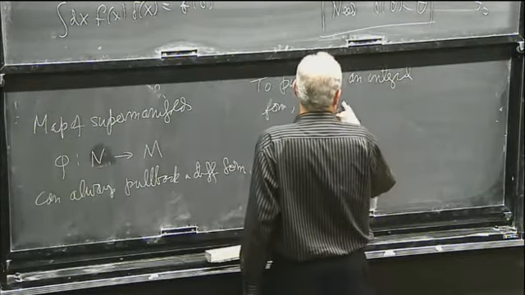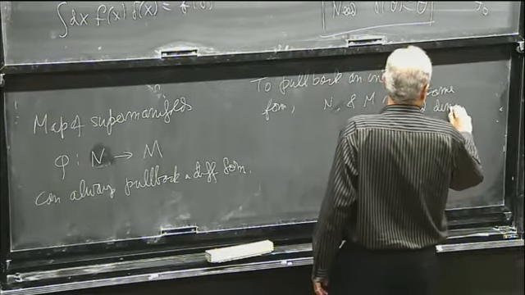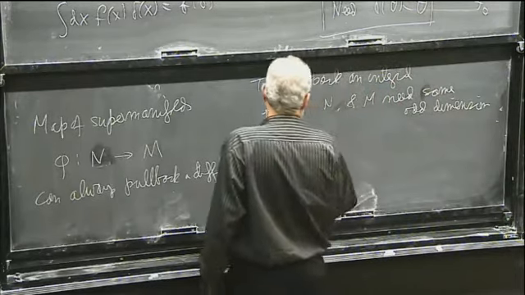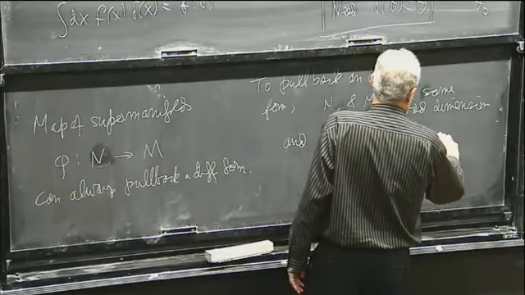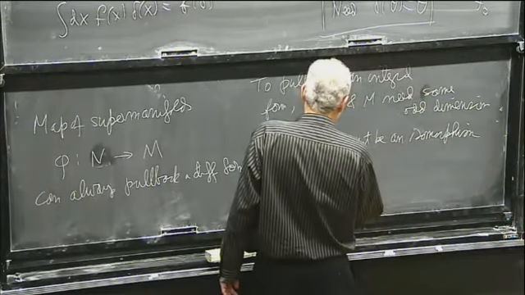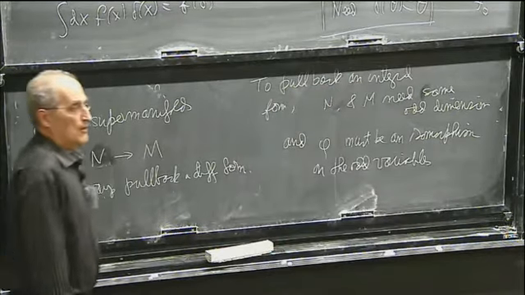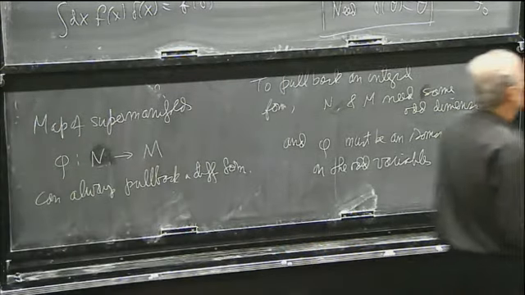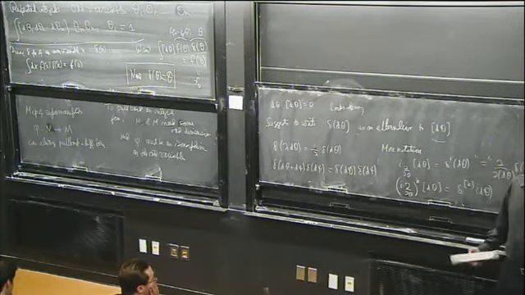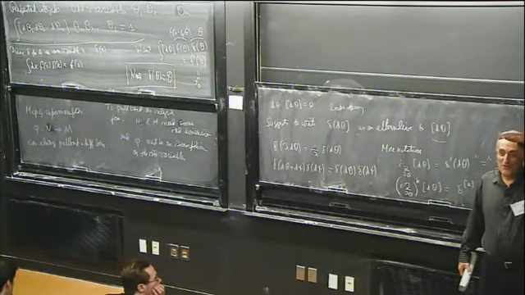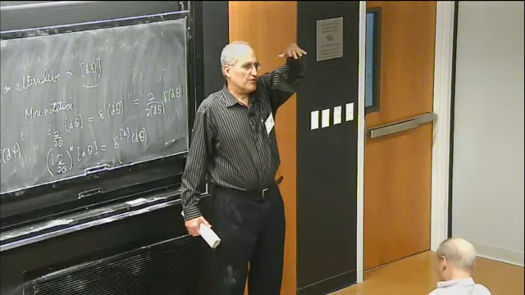N and M need to have the same odd dimension. And phi must be an isomorphism on the odd variables. The reason the odd dimension has to be the same is roughly that an integral form is like a differential form of infinite degree, but the infinity is multiplied by the odd dimension. And if we try to change the odd dimensions, we'd be trying to pull back forms of the wrong degree by an infinite amount.